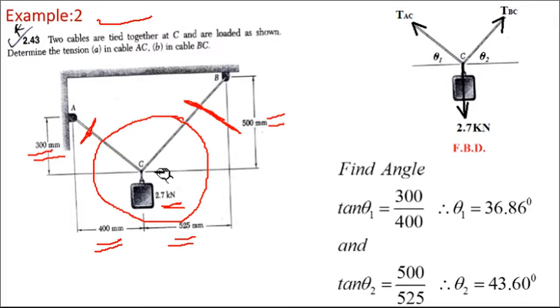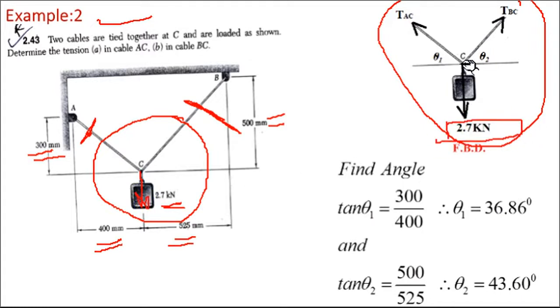As I have circled, you can see the same diagram I have drawn here as a free body diagram. Means this wire will carry tension, strings will carry tension, weight will act in downward direction. So 2.7 weight is one of the forces, it will act in downward direction, and this TBC, because this is cable BC, so TBC is one of the forces and TEC is one of the forces, like this.